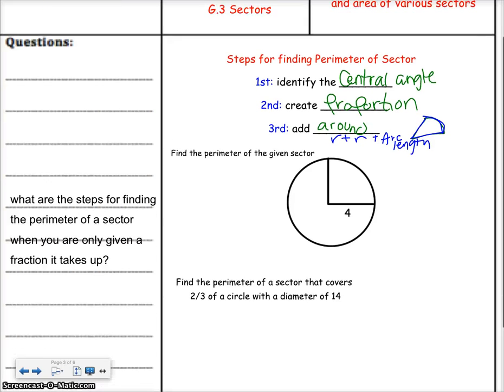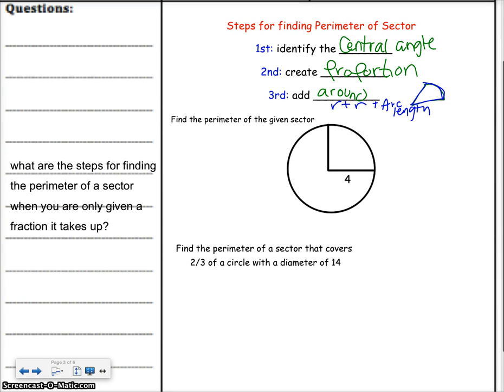Okay, so let's apply this. Let's find the perimeter of this first given sector. So the first thing it says I need to do is identify my central angle. What is the central angle of this sector right here, Kens? 1/4. 1/4, which is how many degrees? 90 degrees. So this is a 90-degree central angle.